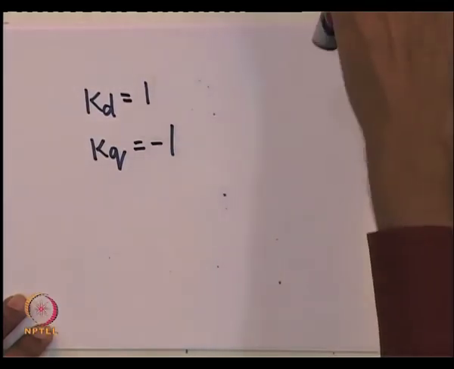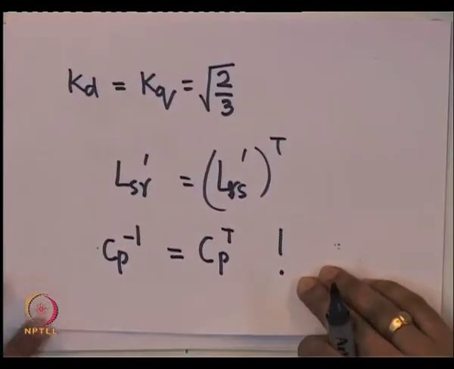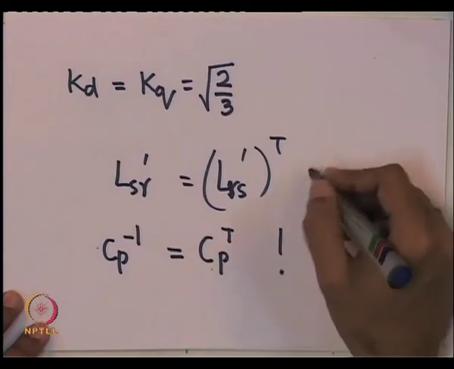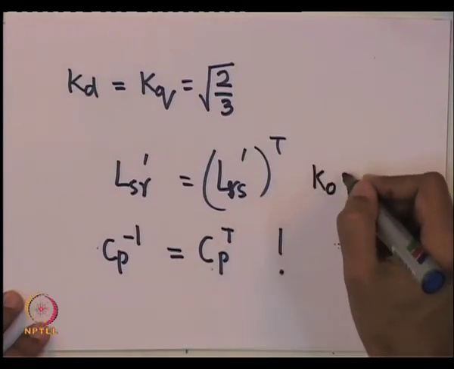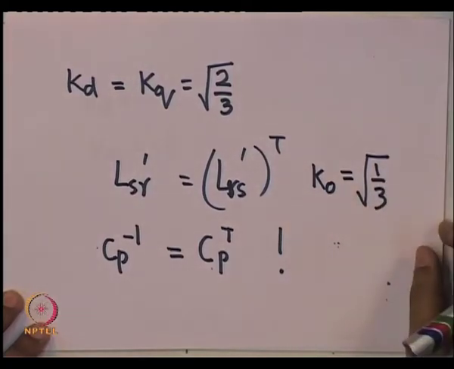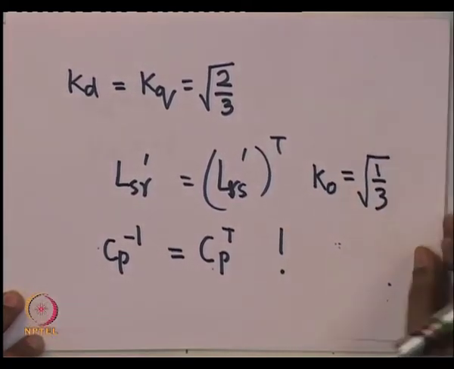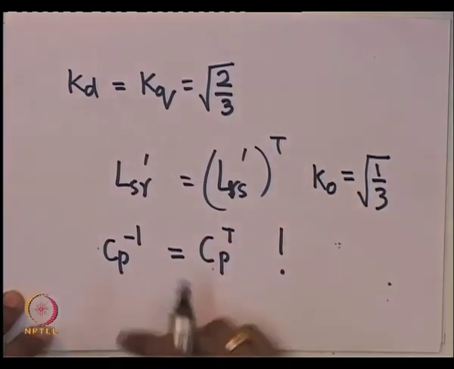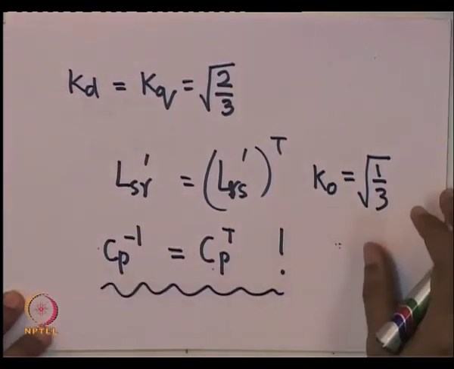Of course, I did not talk about K0. If I want this to be true, I should have told you before, you have to choose K0 is equal to 1 by root 3. So, K0 also gets defined if I want to have this to be true.